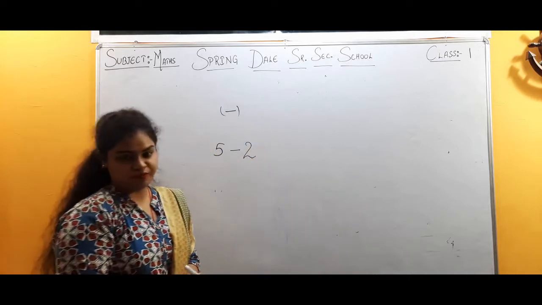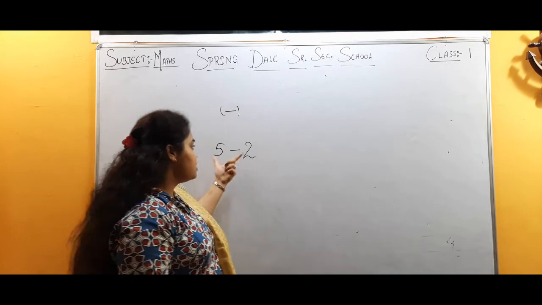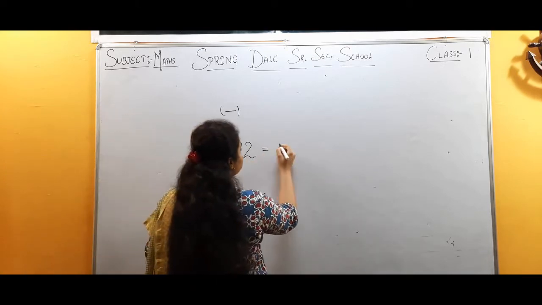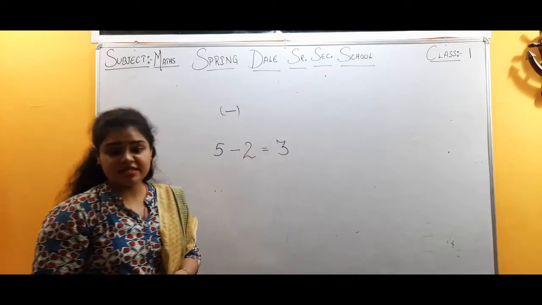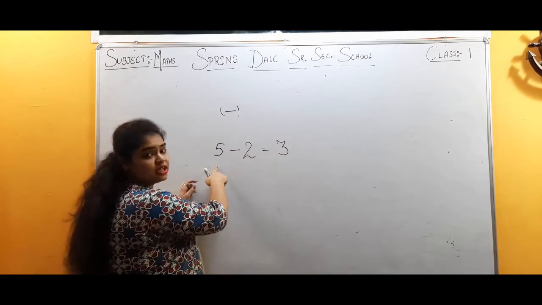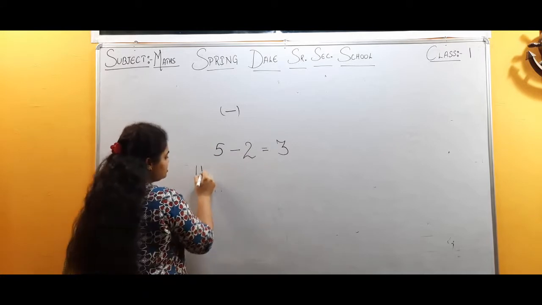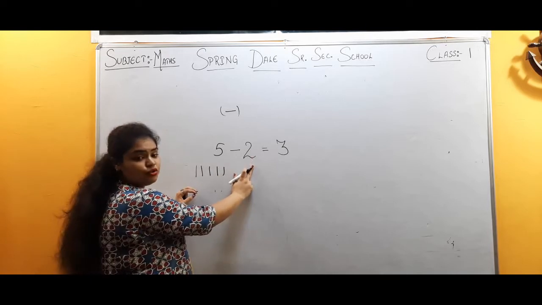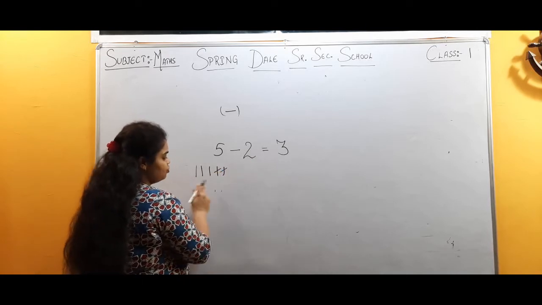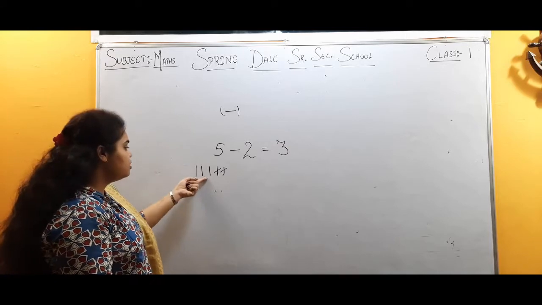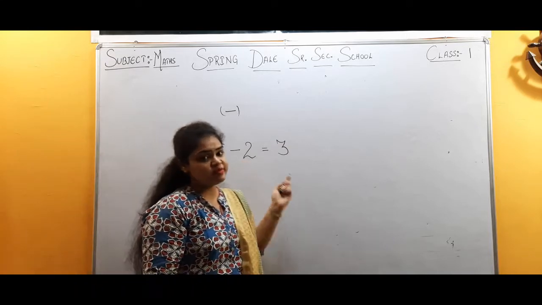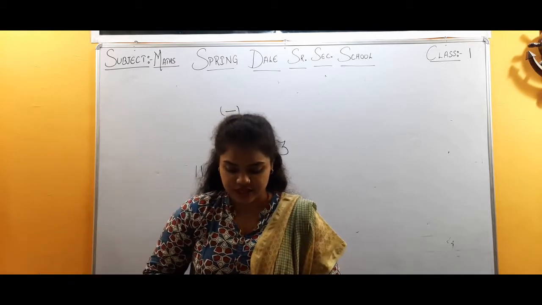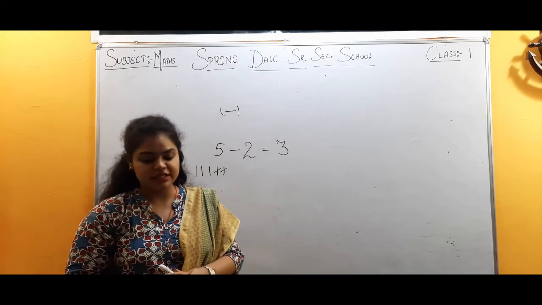Now 5 minus 2. If you have 5 bananas, and you take 2, then how many will be there in the basket? 3. हम कैसे माइनस करते हैं? The bigger number, the number which is written first, we have to make the lines. 5 we had made the lines. Then we have to cut 2 lines. 1 and 2. कितनी बची है? 3. 1, 2 and 3. So कितने bananas बचे हमारे पास basket में? 3 bananas.